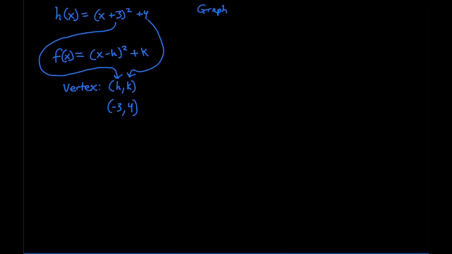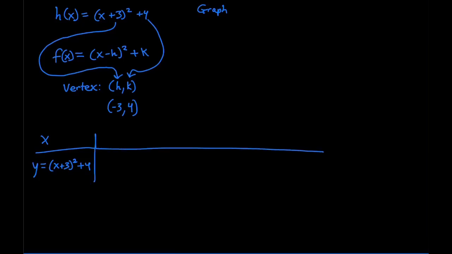Here's how you can do it. You can make a little table where you have x. On the bottom, you'll say that (x plus 3) squared plus 4 is equal to y. We really only need 3 points in general. You can go up to 5 points if you want. We start with the vertex, negative 3, 4. So this is where you want to start.